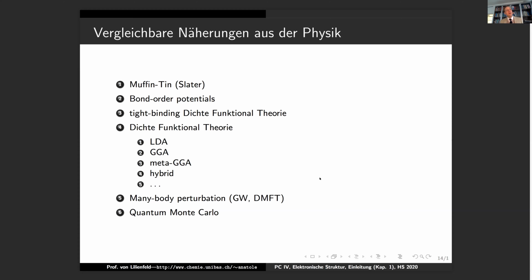Then on the fifth point here, we have many-body perturbation methods. This is similar to Möller-Plesset. And then you have a nice method that's also increasingly being used in quantum chemistry called quantum Monte Carlo. This is a Monte Carlo algorithm. Monte Carlo algorithm means that basically you have a random number generator that's being used. Based on the random number, you will change the coefficients, you will change your wave function.